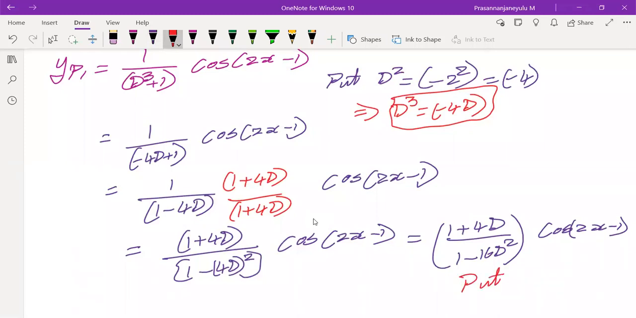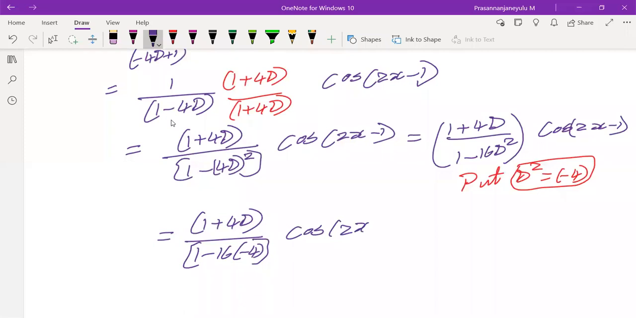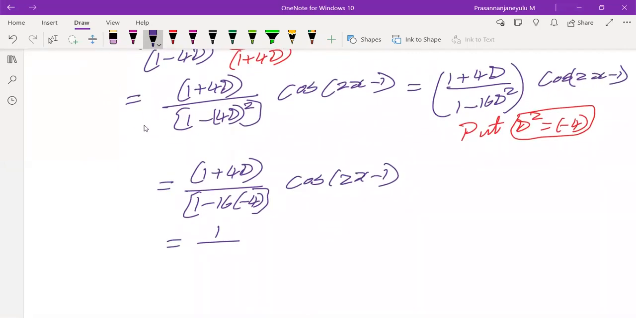Put D square equals minus 2 square, which is nothing but minus 4. Because we are finding yp1 only, throughout yp1, D square is the same. It equals 1 plus 4D as the numerator by 1 minus 16 into D square, which is minus 4. So the next step is simplification. What is the denominator part? 16 fours are 64, minus into minus is plus 64, plus 1 is 65. So 1 by 65 is the value, and the total numerator is written like this: 1 multiplying with cos of 2x minus 1, plus 4 into D of cos of 2x minus 1. Please make sure this is not 40. This is 4 into D of cos of 2x minus 1.